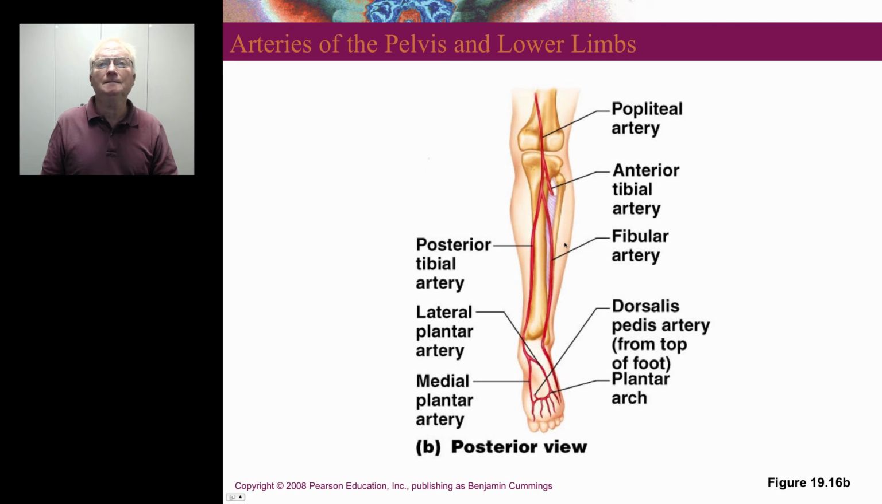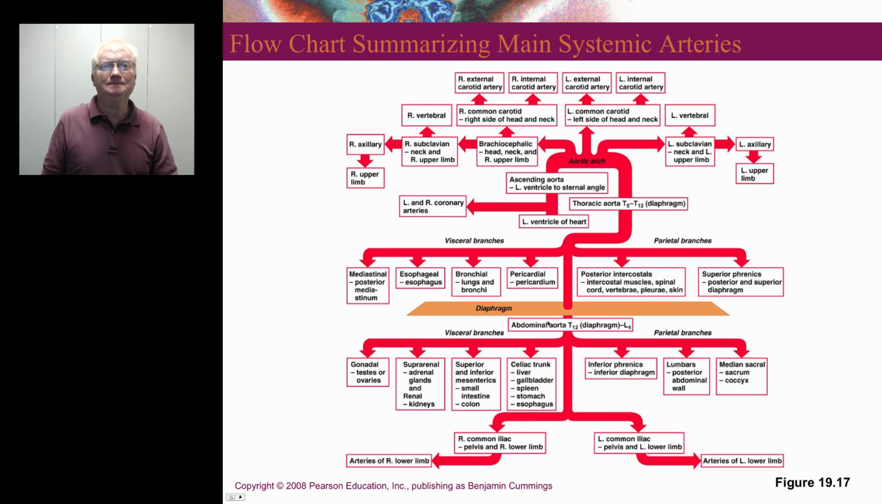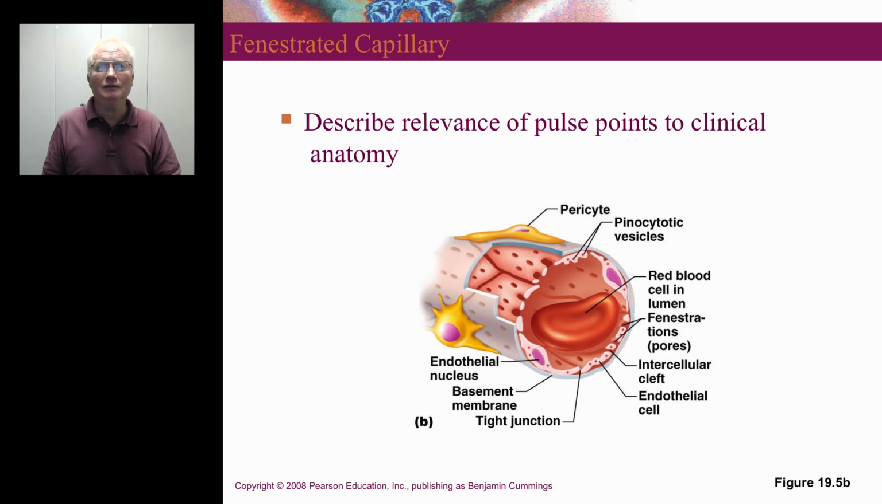Fibular artery next to the fibula. The names make sense if you learned, as you should have, the names of the bones. There's a summary diagram showing all of these names, all these arteries, the branching pattern throughout the body. And in general, you need to learn at least the major ones of these. And in general, once you learn the arteries, the veins will have the same names coming back from the same organs.